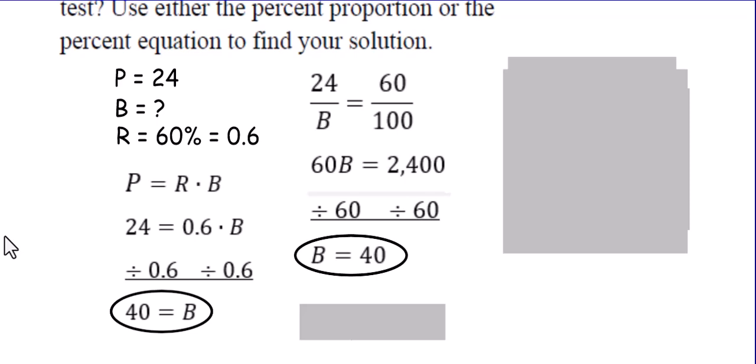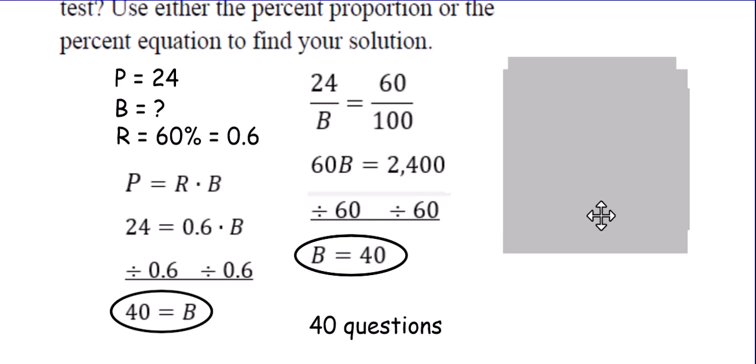Percent proportion, 24 over B equals 60 out of 100. Remember, that is P over B equals R over 100. That will get us 60B equals 2,400. Divide both sides by 60, you'll get that the base is 40. So we could say that there are 40 questions on the test.